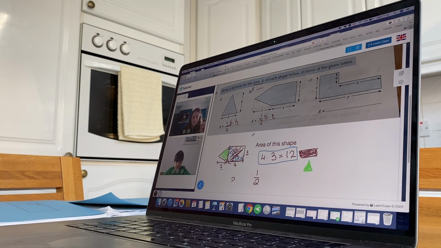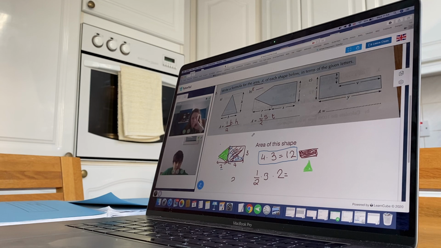So a half times the base, which is 3, times the height. What's the height of the triangle? Not 6, just the green triangle. It's 2. So the base of the green triangle is 3, and the height is 2. So it would be a half times 3 times 2. 3 times 2 is 6, and then multiply it by half.